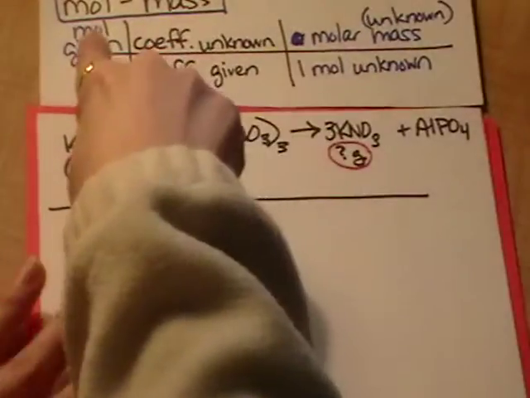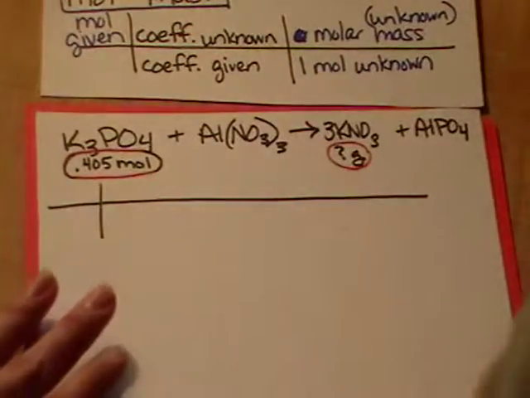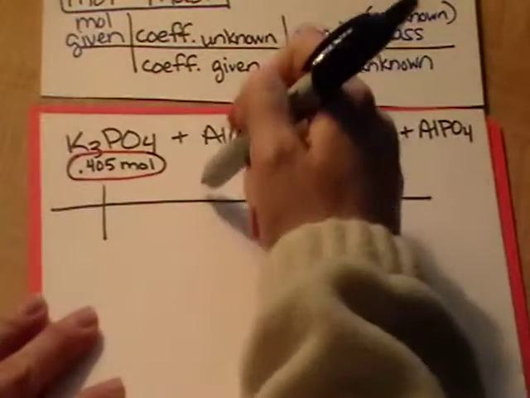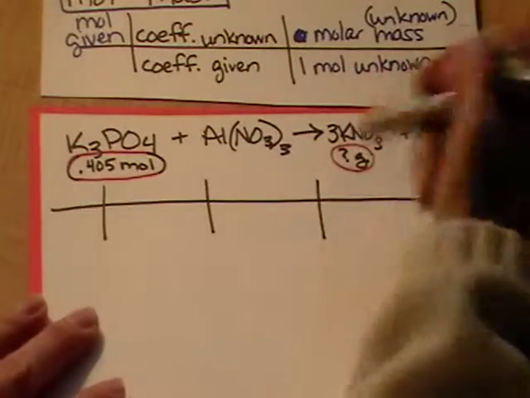So for mole mass, I have 1, 2, 3 sections. So I started, I'm going to have 2, and I'm going to have 3 sections, and this will be my answer area.